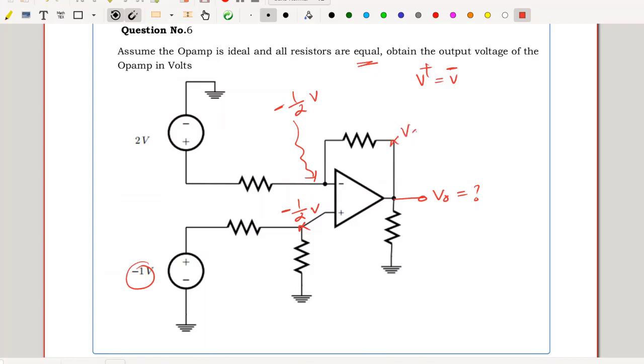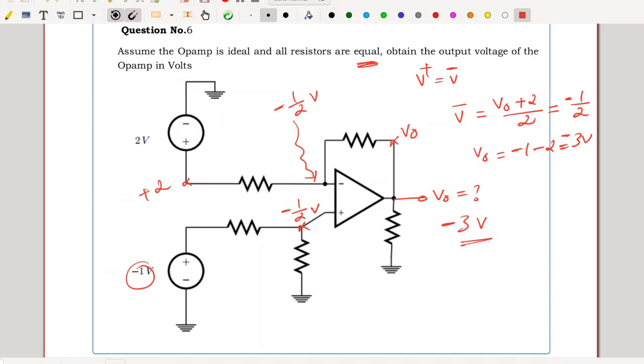This node voltage is V out. This node voltage is positive 2 with respect to ground. Hence V minus can be equated to V out and positive 2 dividing equally between equal resistors. So V out plus 2 divided by 2 should be equal to V plus, which is given as minus 1 by 2 volts. This implies V out is equal to minus 1 minus 2, that's equal to minus 3 volts. Hence V out is equal to minus 3 volts.